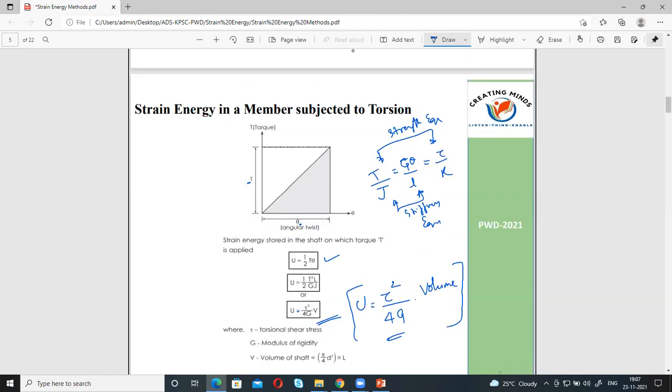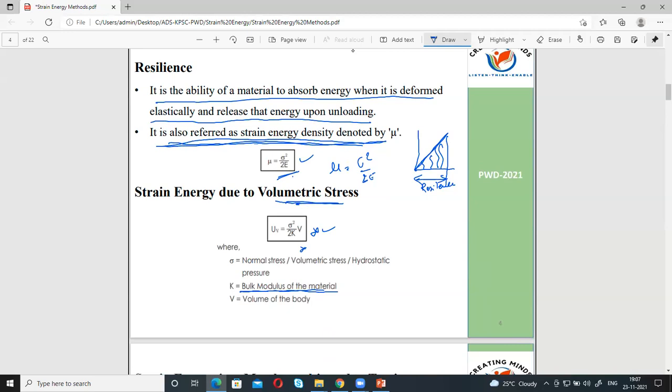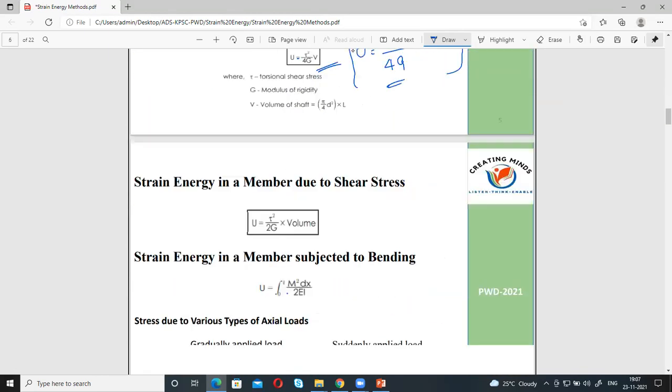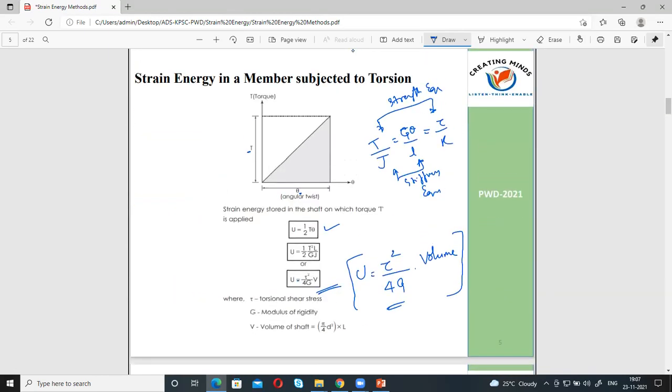What is the resilience under volumetric stress? Sigma square by 2K. Not tau, sigma square by 2K. What is the resilience under static load? Sigma square by 2E. Right. See, a question can be set on this. Clear? Any doubts? Say either, sir, I have a doubt, or okay, sir, and we can move ahead.